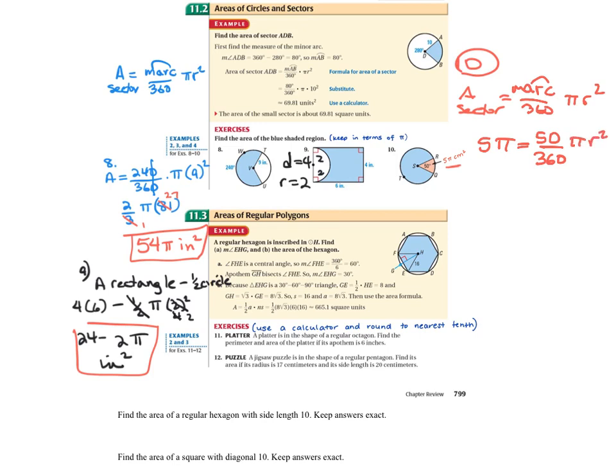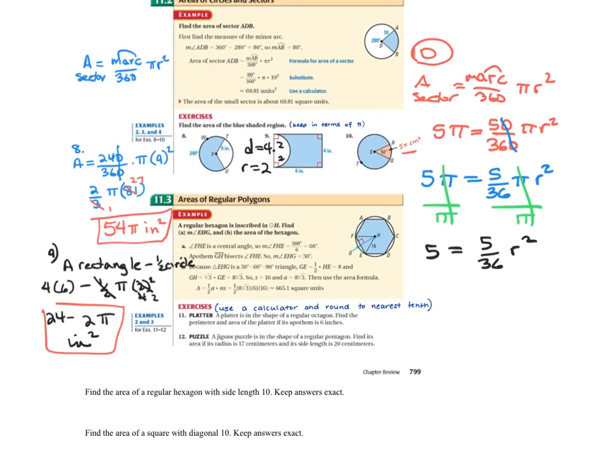And I'm going to leave the pi r squared. So the first thing I'm going to do is calculate and figure out how long my radius is. First I could simplify this. I'm left with 5 pi equals 5 over 36 pi. I could divide both sides by pi, so it cancels on both sides. Now I'm left with 5 is equal to 5 over 36 radius squared.